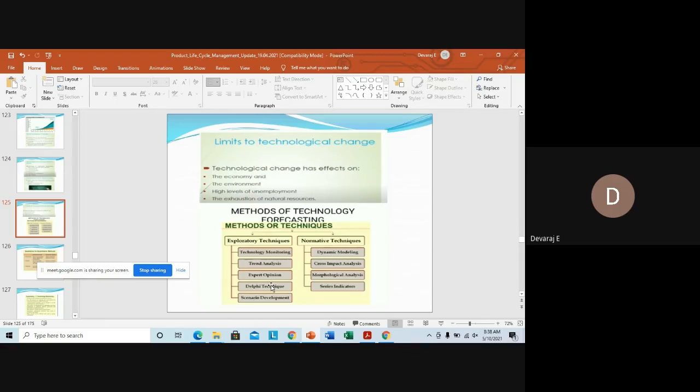There is a lot of research going on regarding solar cars, right? It is updating the technologies. If you use dynamic modeling, you should know the purpose of dynamic modeling and what you will do in it. Likewise, cross impact analysis, then morphological analysis, then series indicators.